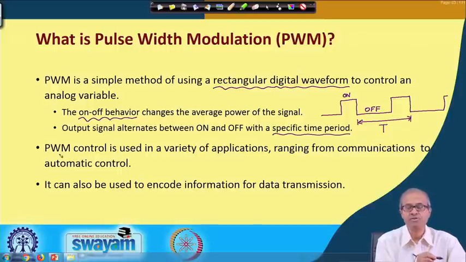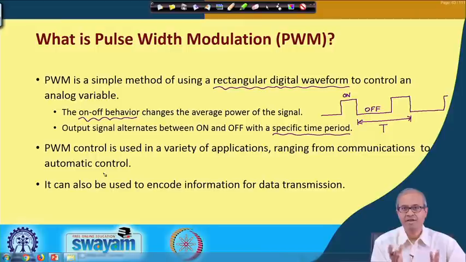And this PWM, we shall see, it can be used in a variety of applications. Well, we can of course use it for data communication, and also for control applications, which we would be more interested in for embedded system design. And for communication applications, you can also use PWM to encode some information, but for the scope of our lecture here, we do not need to know that.